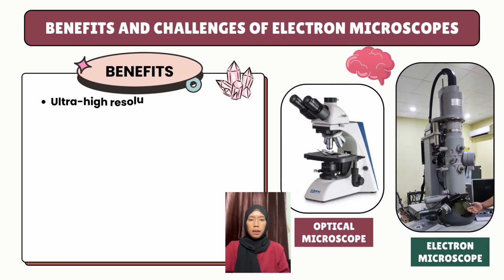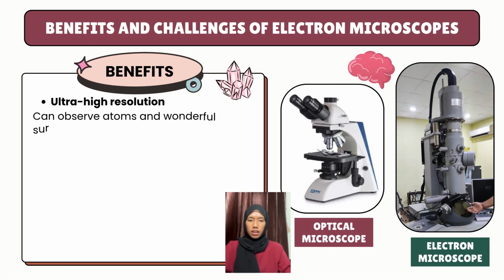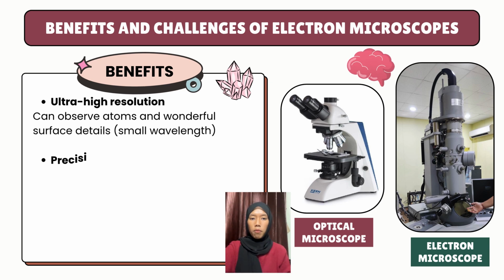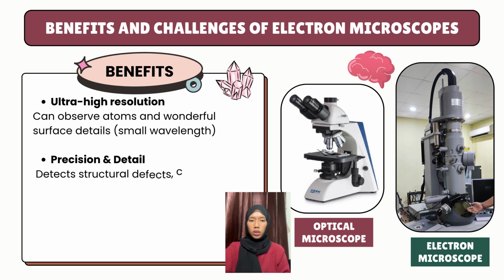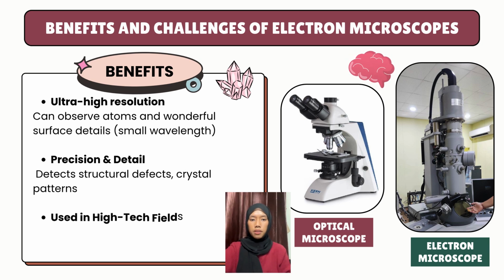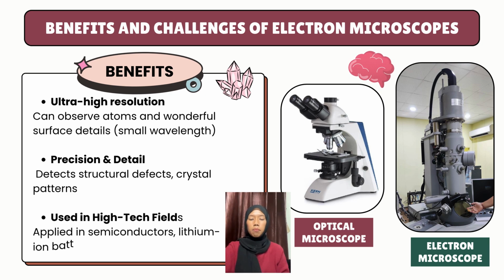Okay, now let me explain about the benefits and challenges of the electron microscope. Electron microscopes have many important benefits compared to optical microscopes. So, the first benefit is ultra high resolution. This means when we use an electron microscope to see a material, we can see very tiny things, even individual atoms. Because electron microscopes use electrons instead of light. The electrons have a shorter wavelength, so they can show more detail about the material. The second one is precision and clarity.